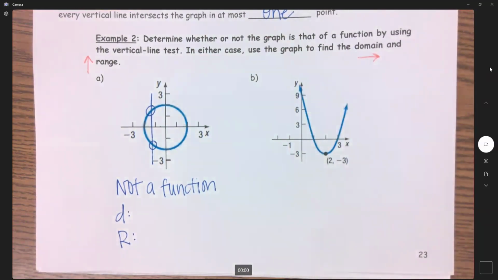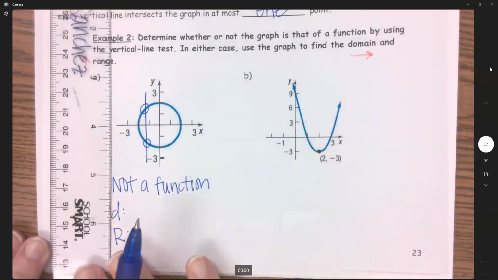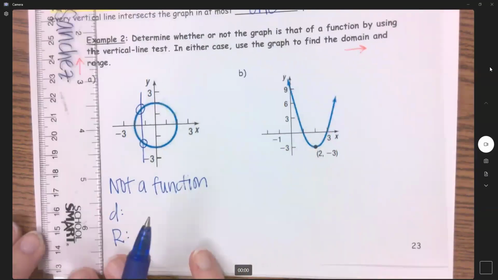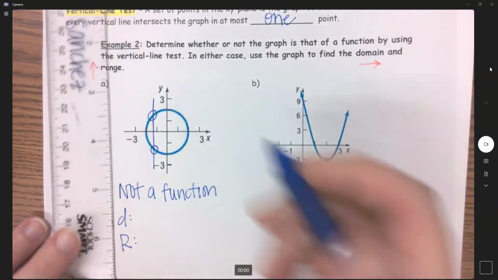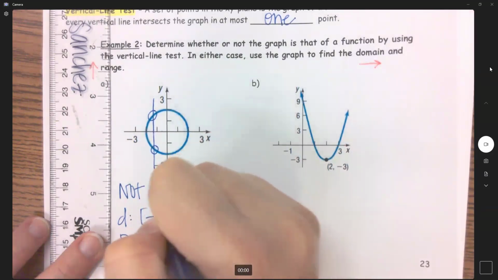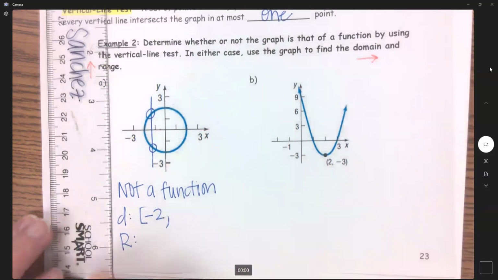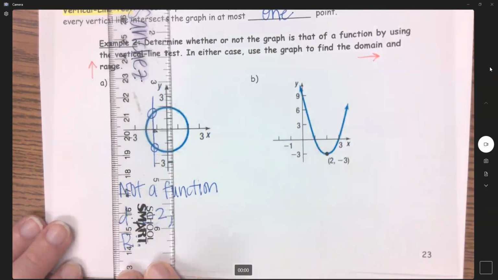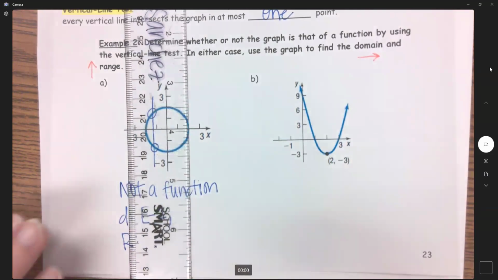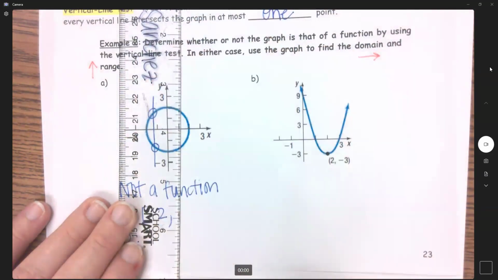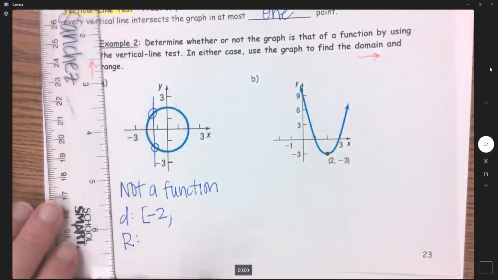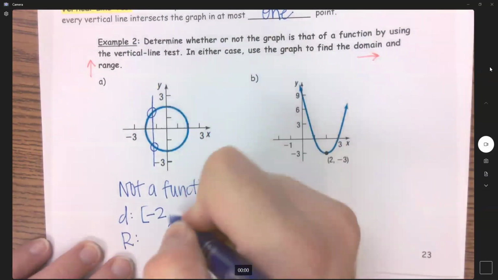So your domain, and let's do this with a ruler. As you go from left to right, what is your leftmost X value? Well, it starts right here at -2. And that is included, so it will have a bracket. And then it's going to go all the way. What's my highest X value? Right here at 2. So I'm looking at where this right side of my ruler is crossing. And so at 2.